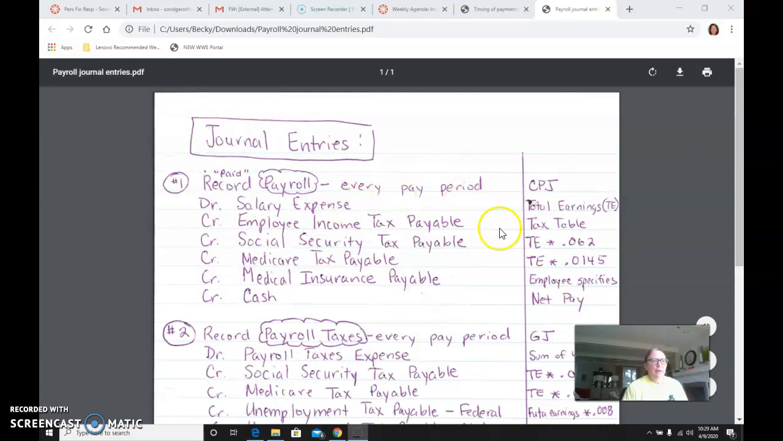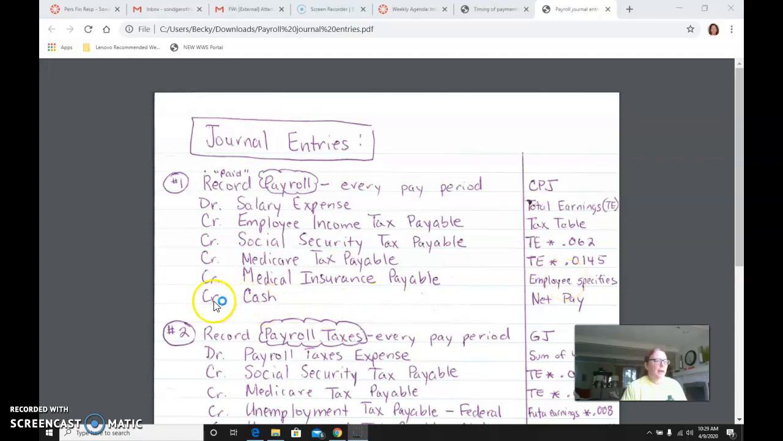So we debit salary expense for total earnings, which I'll abbreviate as TE, and that's what the employees earn, the cost of hiring them. Then all of the employee portions of these 4 liabilities and how they're computed, and we've talked about that. And then the credit, to make it equal, is the net pay. So we've taken all the total earnings minus the deductions, which were liabilities, and credited cash for the net pay.